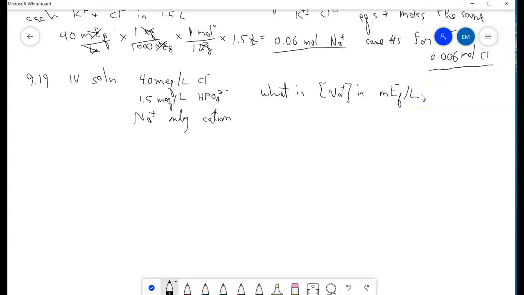You notice I just put in the brackets around the sodium ion. That is a standard notation for concentration. That's what it means, concentration of sodium ions. Let's get back to this. Okay, milliequivalents we are. Milliequivalents.